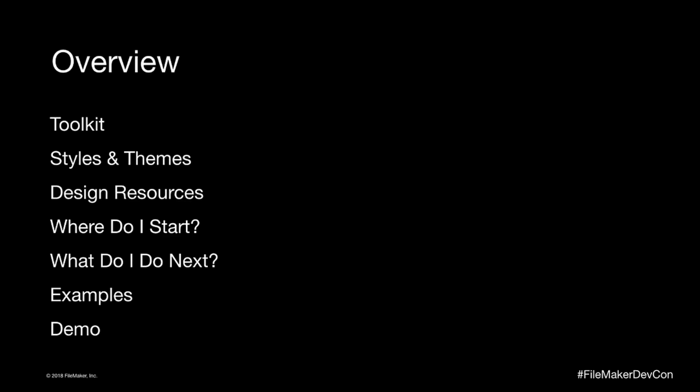Here's kind of an overview of what we're going to go through. I'm going to go through a little toolkit, just things in FileMaker that you need to know about. Some styles and themes I'm going to touch upon, some design resources that I would suggest you go look at and use. Then we're going to talk about really where I start, and then what you do next. And then I'll show you some examples, and we'll get into a demo file where I show you a redesign on an app that I've done.